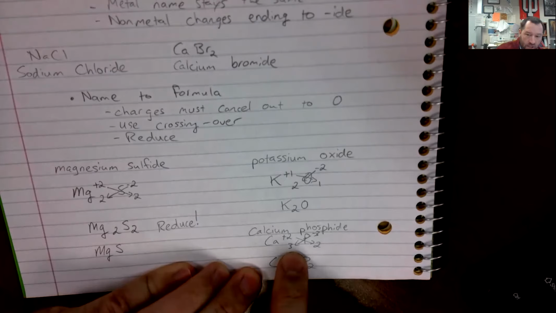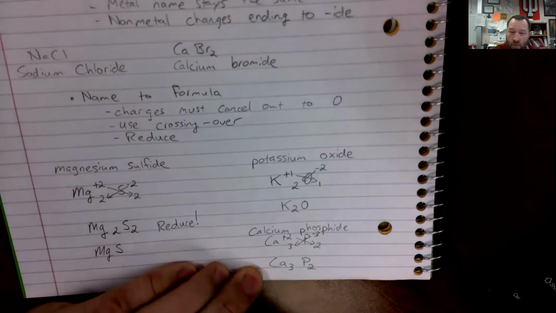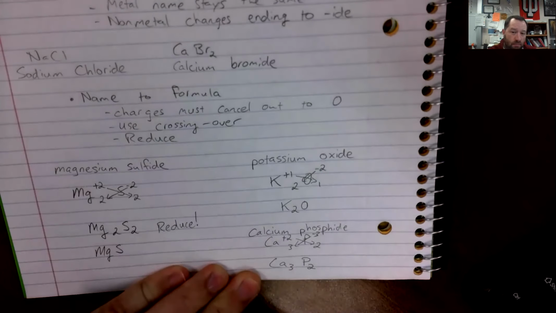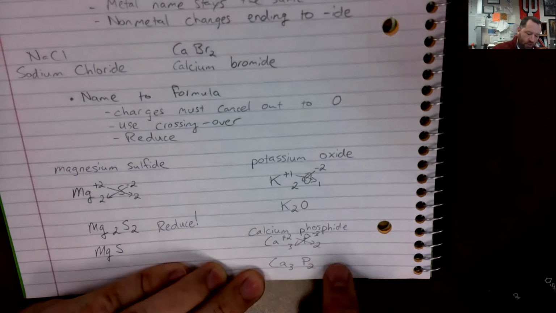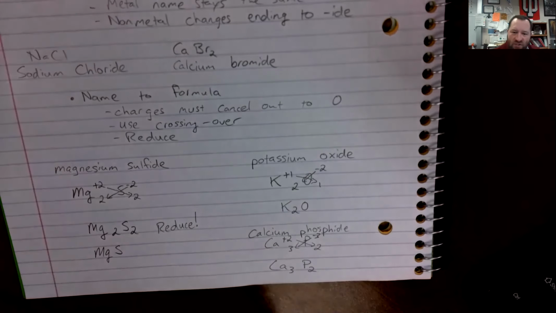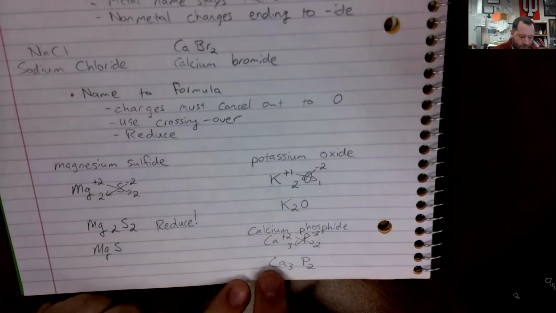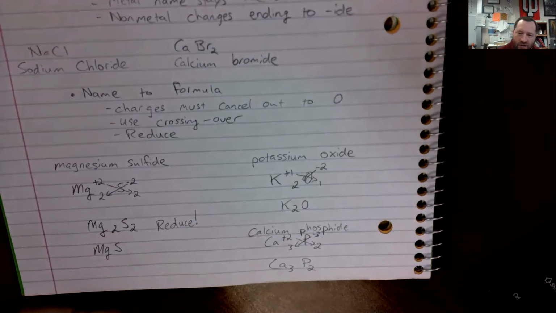It's going to take 3 of my +2s. That'll give me a total of +6. And 2 of my -3s. That'll give me a total of -6. So -6 and +6 cancels out to 0. And my formula there, calcium phosphide, Ca3, P2.